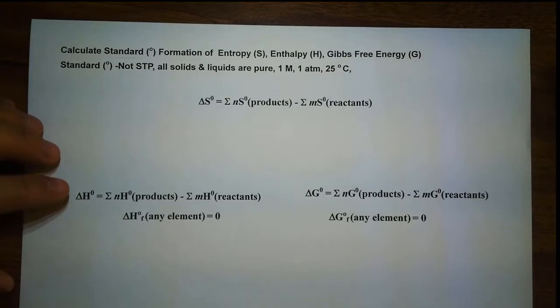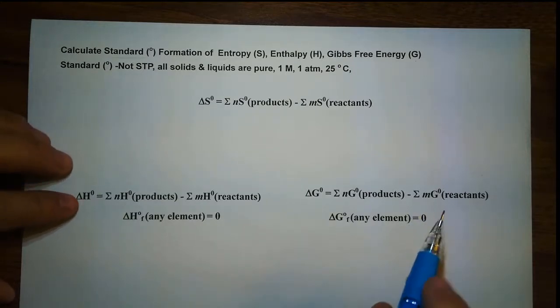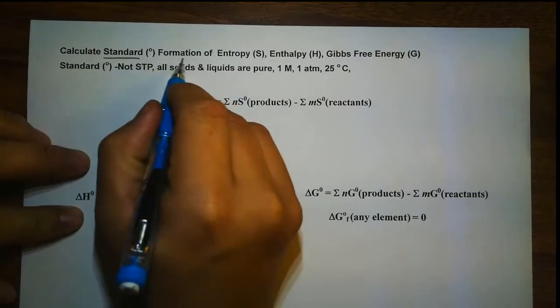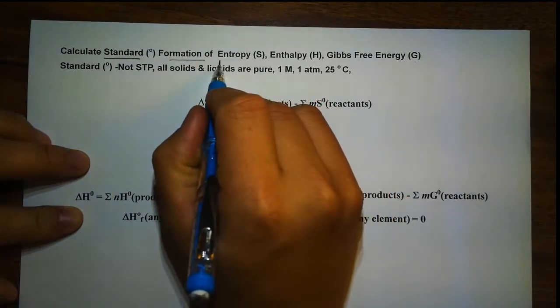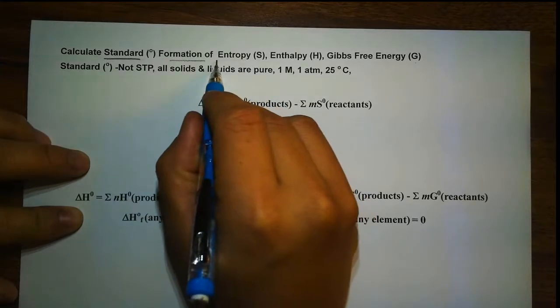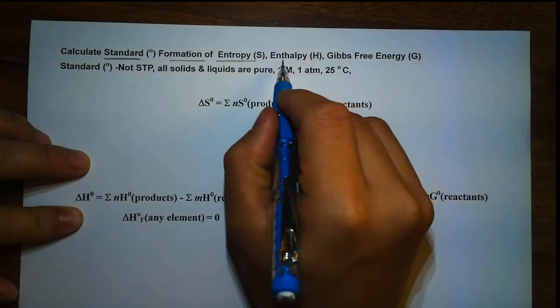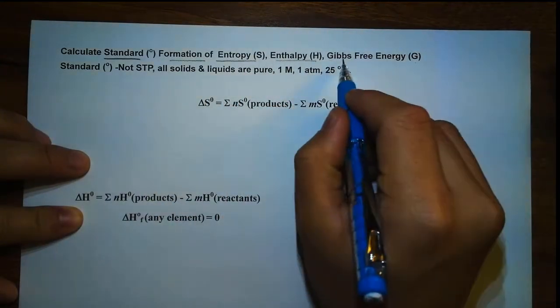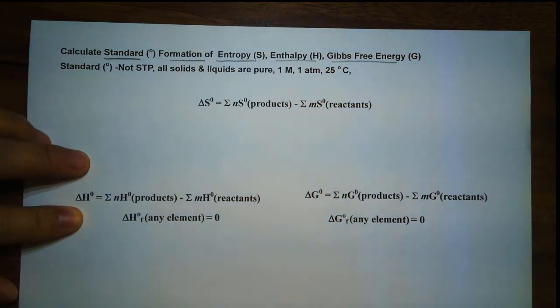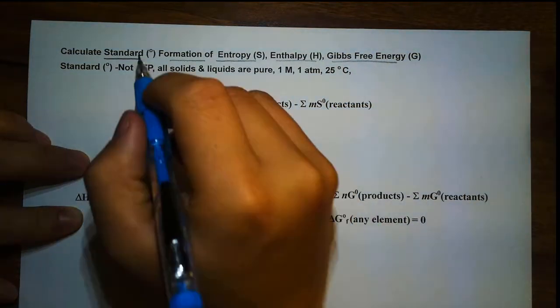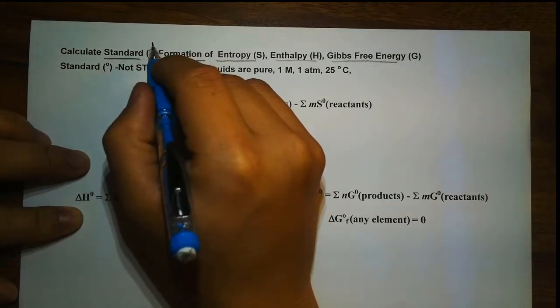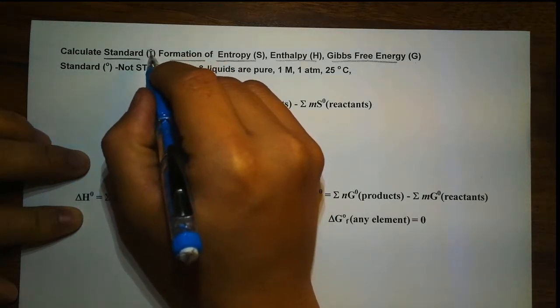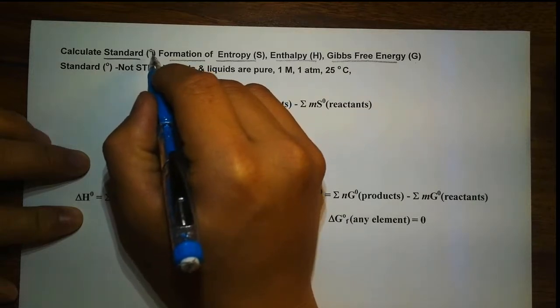In this lesson, we are going to learn how to calculate standard formation of a few things. First of all, we are going to look for the standard formation of entropy, and then we have enthalpy, and then we have Gibbs free energy. And notice how the term standard is represented by that superscript, okay?